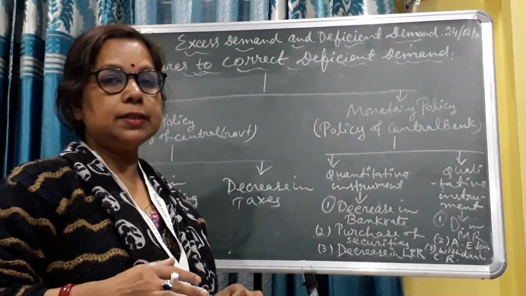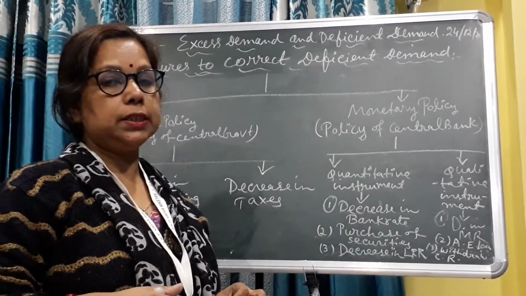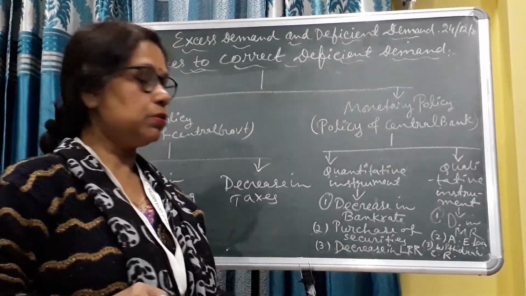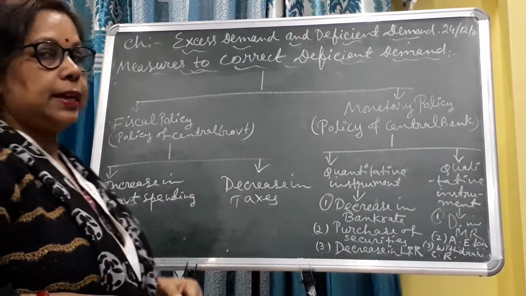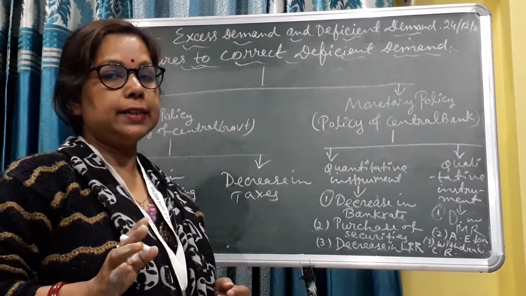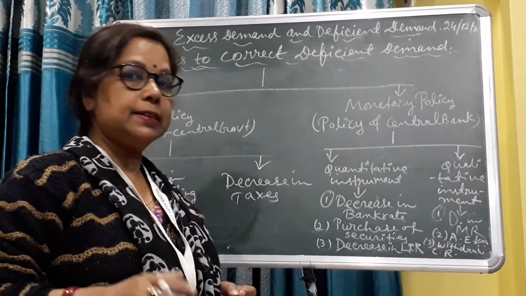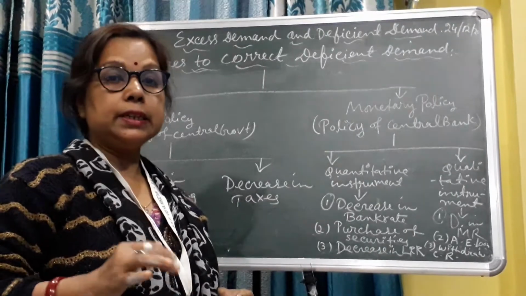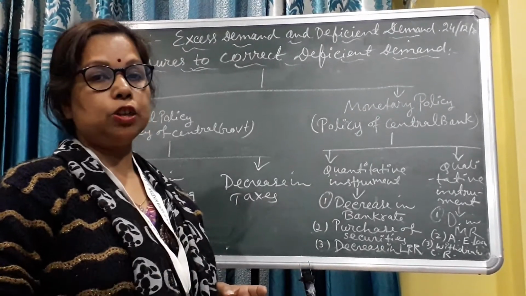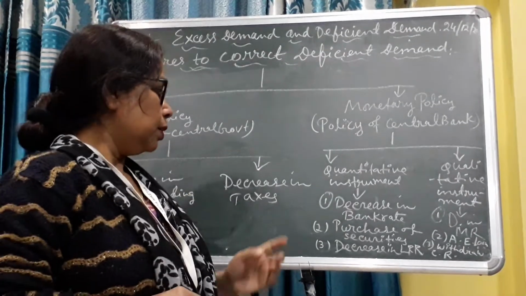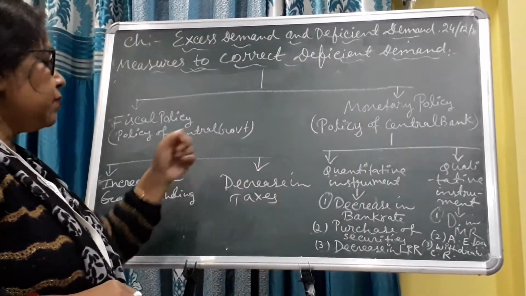When the income increases, automatically aggregate demand increases. So when aggregate demand increases, the deficient demand will reduce. Next point is decrease in taxes. There are two types of tax: direct and indirect tax. When the tax rate is decreased by the government, the level of income of the public increases. When income increases, demand automatically increases. Then deficient demand will be controlled. So these 2 points are included in fiscal policy.